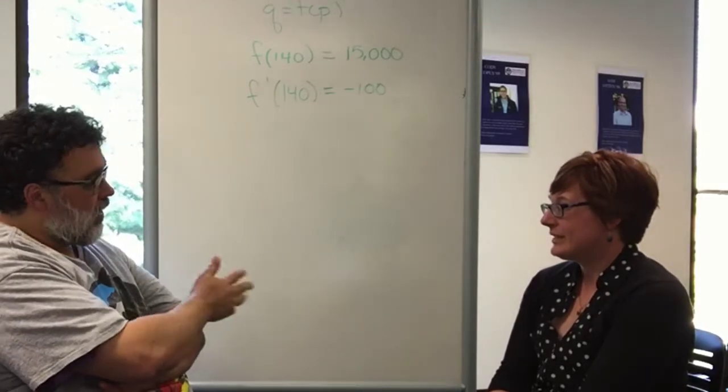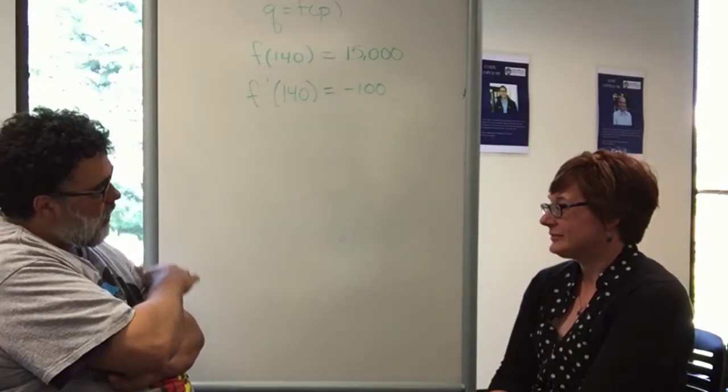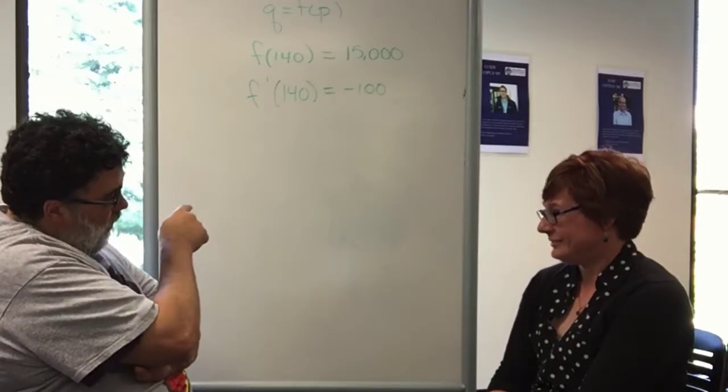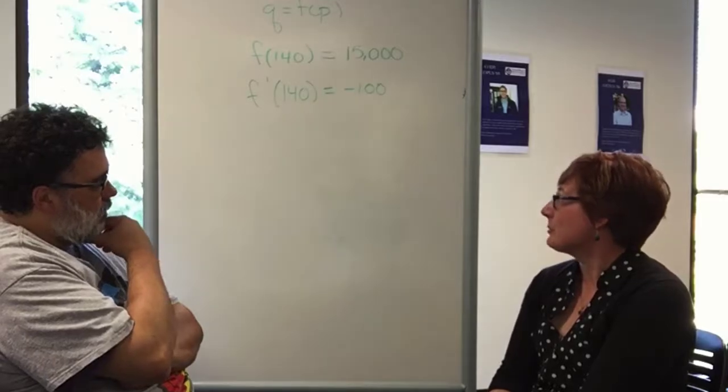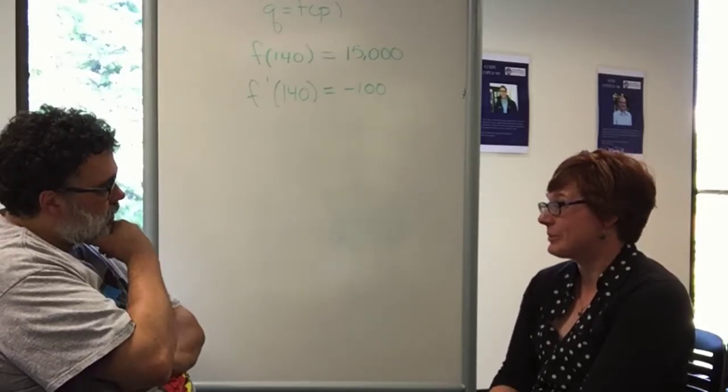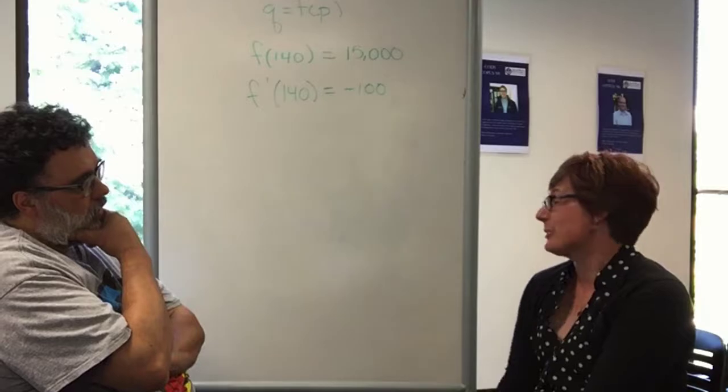Okay. So it is, I mean, as the price is increasing, at least at this point, as the price is increasing, the number of skateboards is dropping. Exactly. So we know what's happening right around $140 per skateboard. We really don't know anything about any other price points. Right.